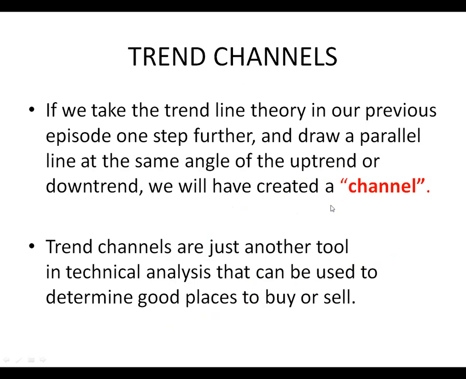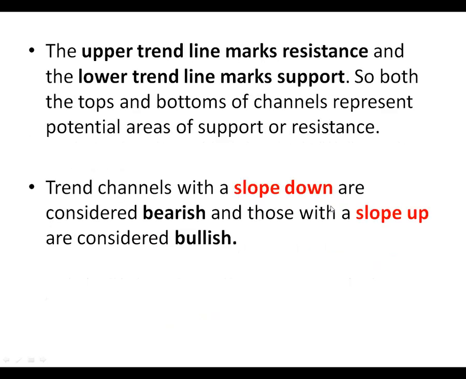Let's continue. So what we're saying is that the upper trend line marks resistance and the lower trend line marks support. So both the top and bottom of channels represent potential areas of support and resistance. Point 2 here says trend channels with a slope down are considered bearish, and those with a slope up are considered bullish.